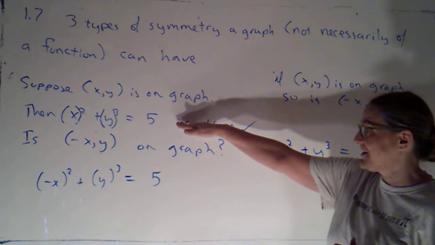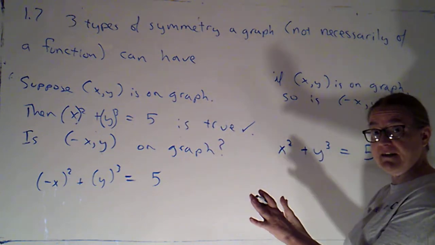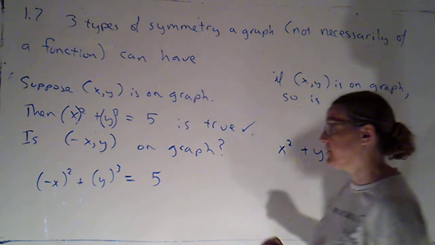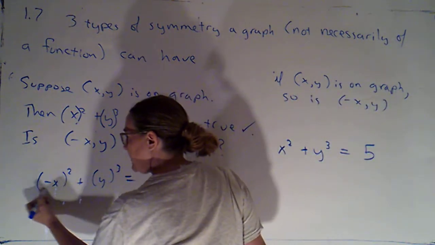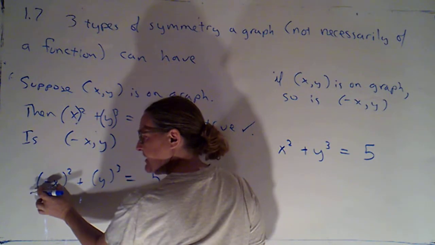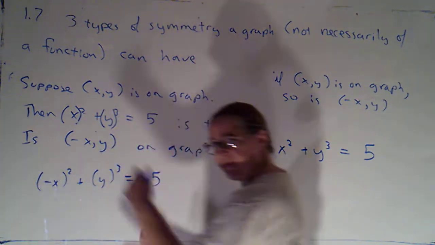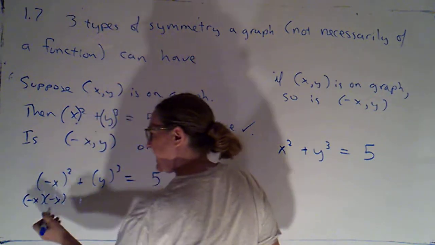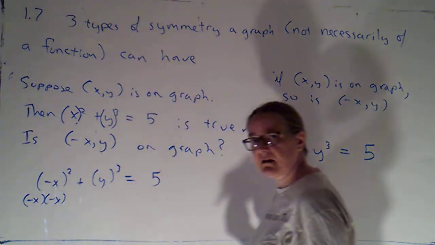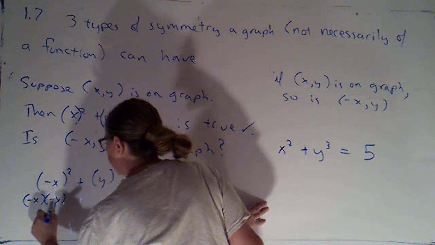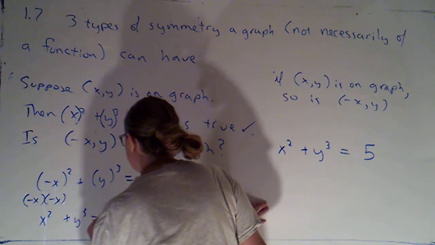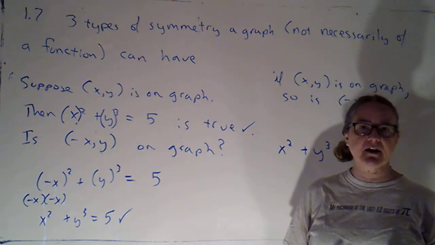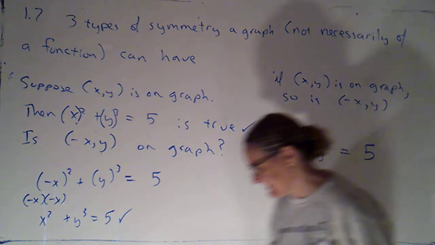The only equation that I know is true is this. So I'm going to simplify this and see, does it simplify to the original equation? So let's see. When I square this here, if I have a negative x, there's this negative sign, but I'm going to be squaring that. I'm basically going to have a negative x times a negative x. Those two negative signs will cancel. So I'm just going to get x squared plus y cubed equals 5. So this graph I know is going to be symmetric about the y-axis.